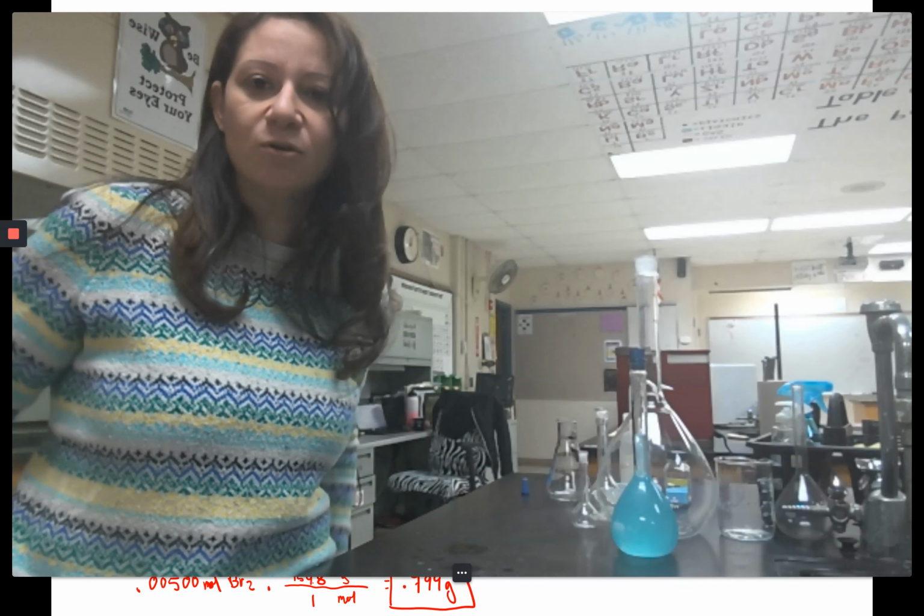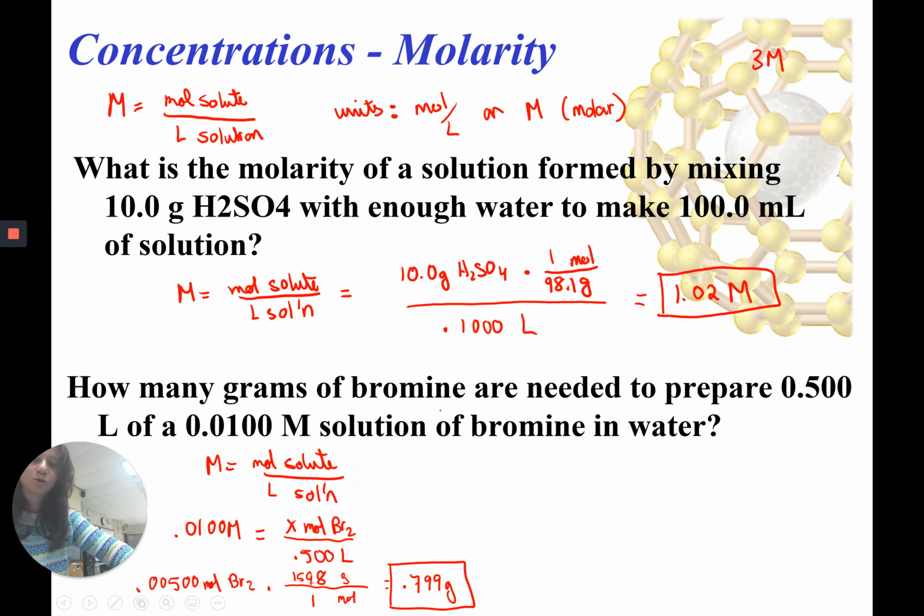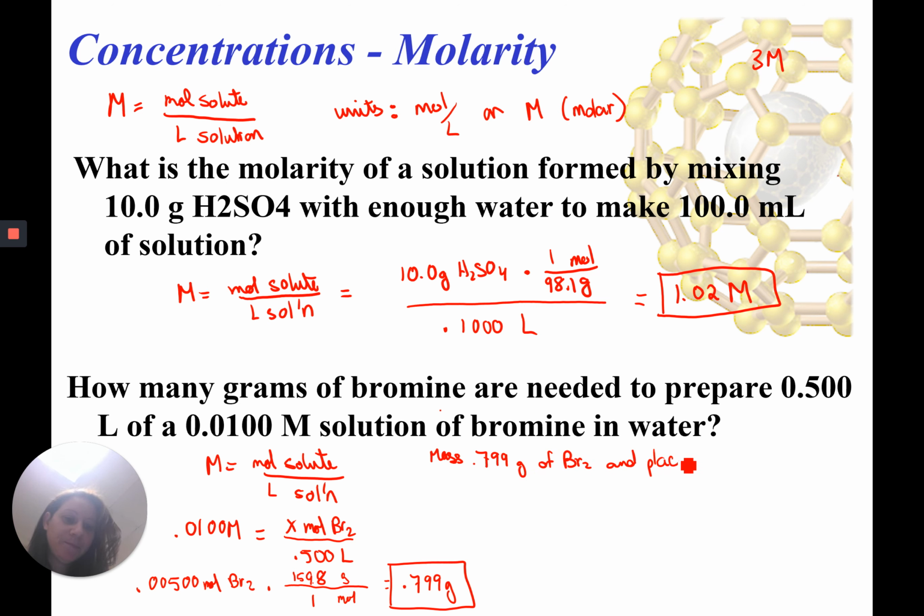So let's write down the procedures for how you would make your solution, because you might be asked to do that on the test. So for this specific problem here, you would mass 0.799 grams of bromine and place it in a 0.5 liter volumetric flask.